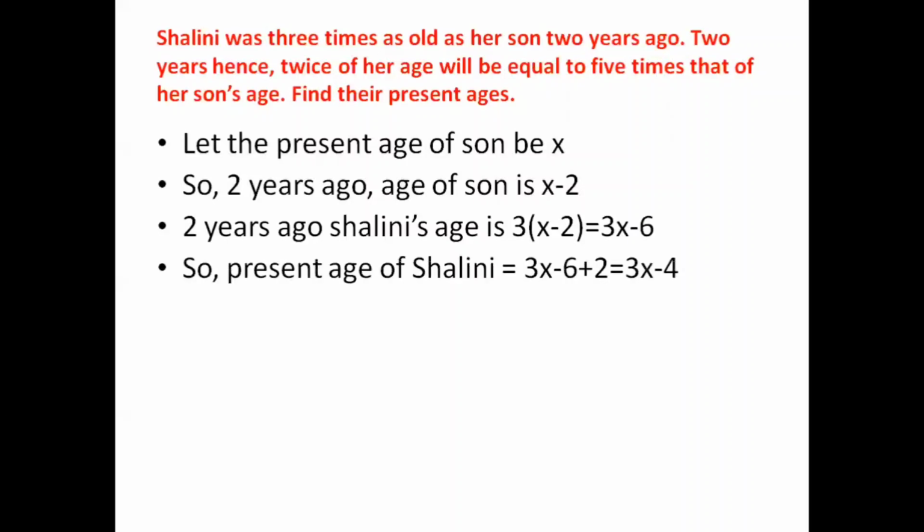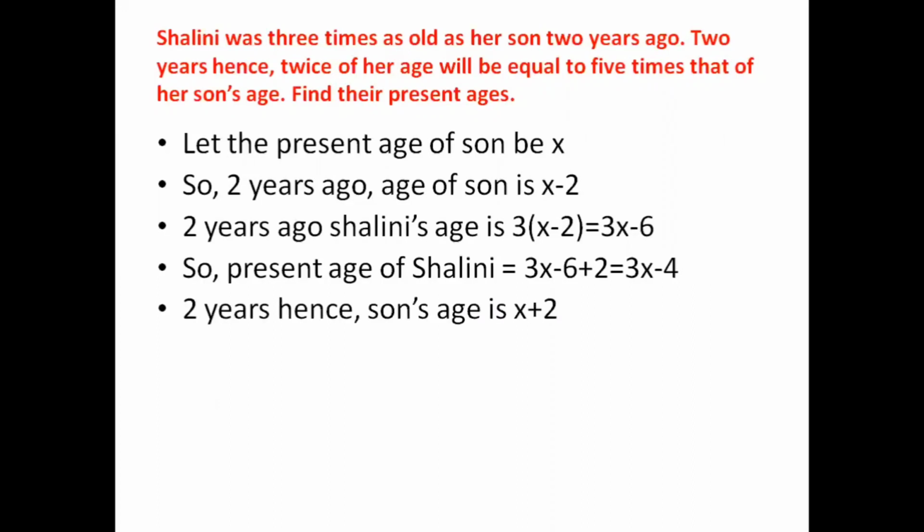So 3x minus 6 is Shalini's age 2 years before. Now today's present age is 3x minus 6 plus 2. To show the present age, we will add 2 in 3x minus 6, which is 2 years before Shalini's age. So we'll get 3x minus 4. 3x minus 4 is Shalini's present age.